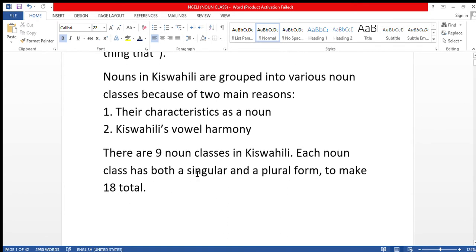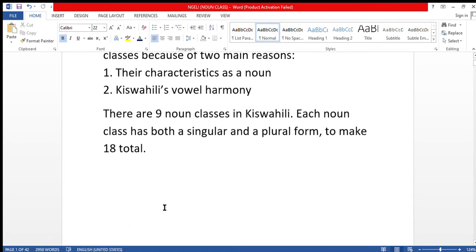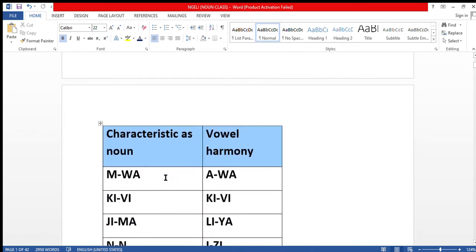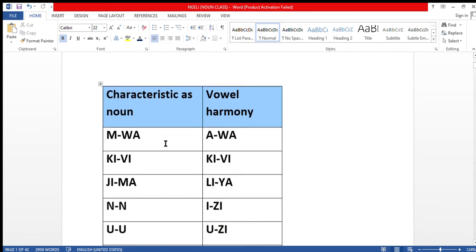Now, there are 9 noun classes in Kiswahili. Each has both a singular and plural form to make 18 in total. Sawa. So don't worry, tuko pamoja, tunasoma pamoja. So this is the classification by the characteristic as a noun. Then another classification, the vowel harmony, is how they agree with the verbs and some other types of words.